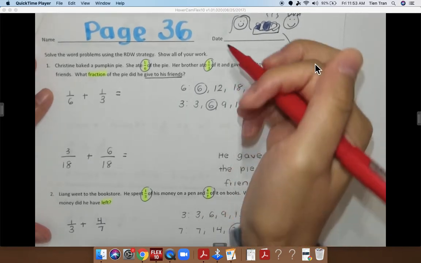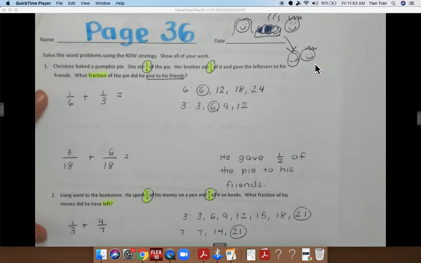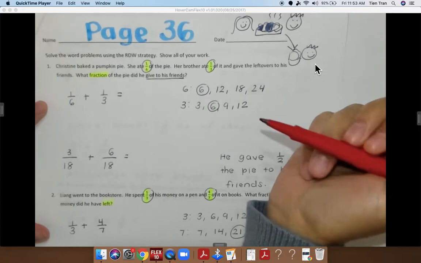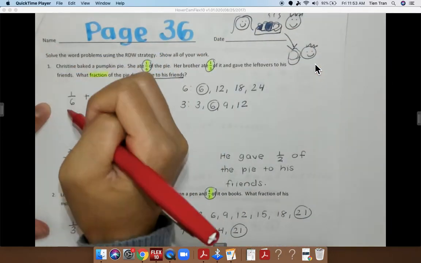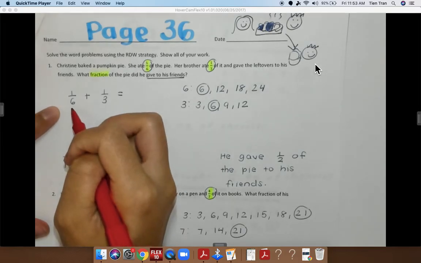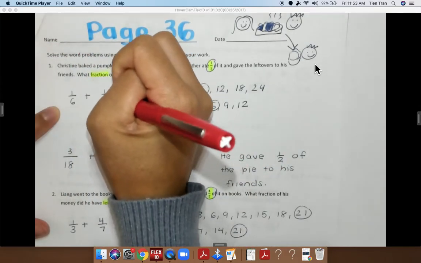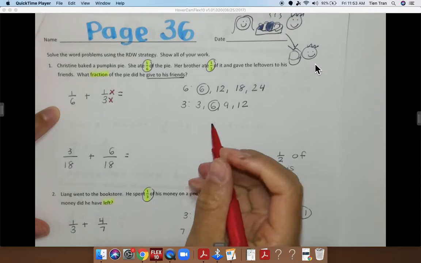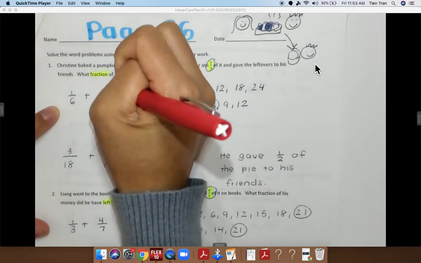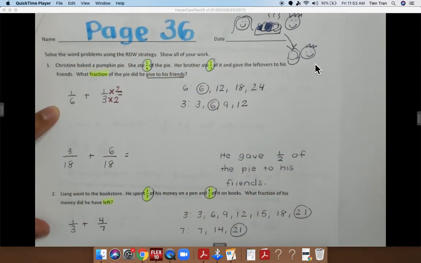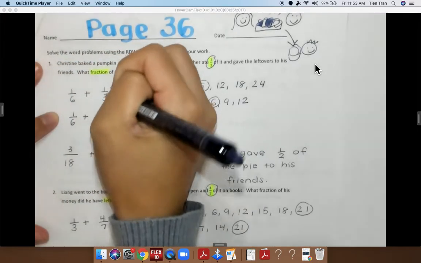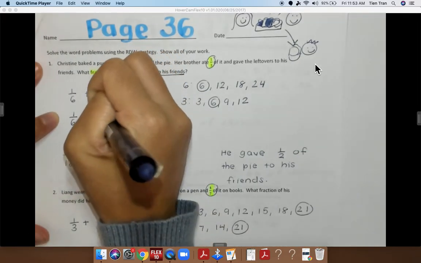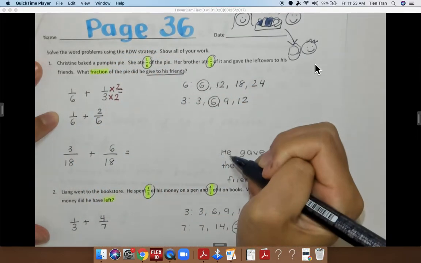Now, I notice that 6 and 12 appear twice in the multiples of 6 and 3. But I want to use the least common multiple. So I'm going to use 6. So 6 is already here for the denominator, so I don't need to change that one. But for the 3, I do. So 3 times 2 is equal to 6. What I do to the top, I must do to the bottom. So now I have 1/6 plus 1 times 2 is 2, and 3 times 2 is 6.